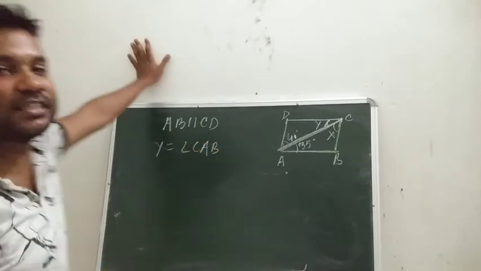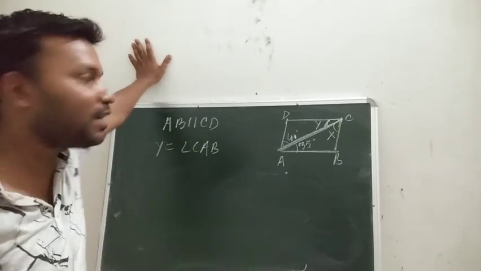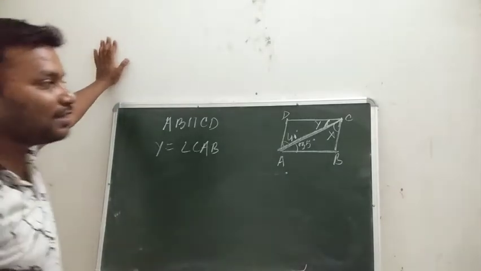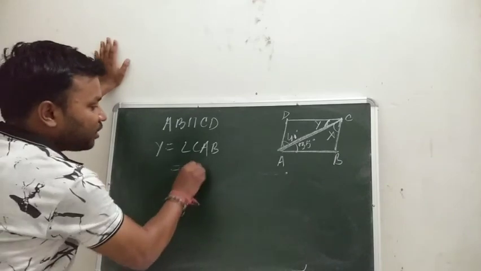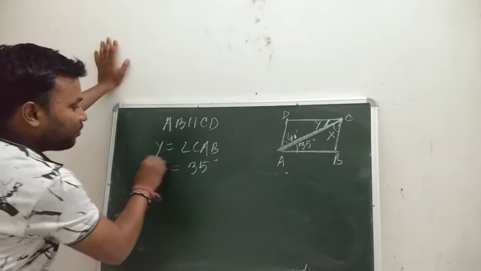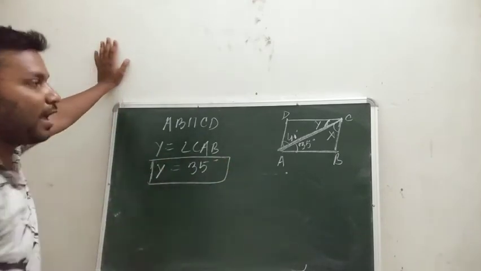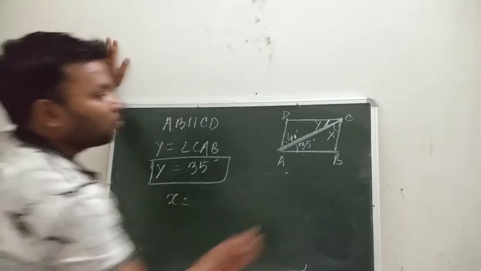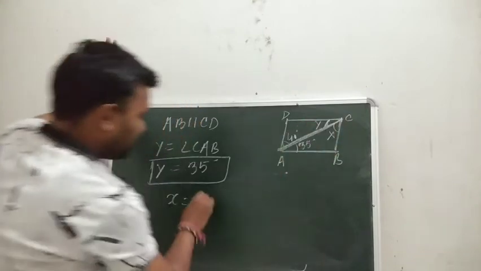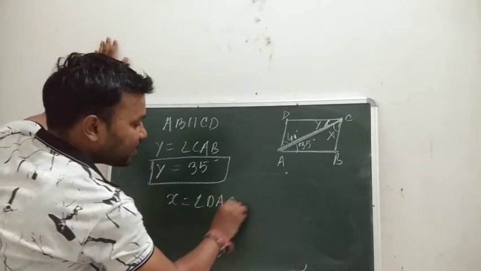Why? Because this is a pair of alternate interior angles between parallel lines AB and CD. Now we will put the value of CAB, which is actually 35 degrees, and thus we will find the value of angle Y. Similarly, X will be equal to angle DAC. The reason is again the same.